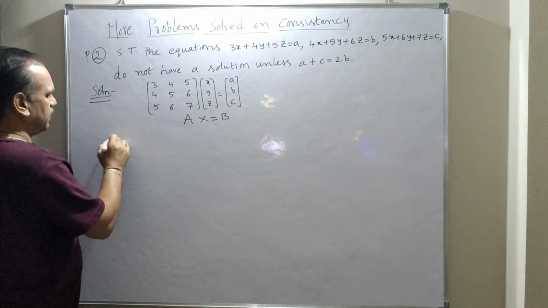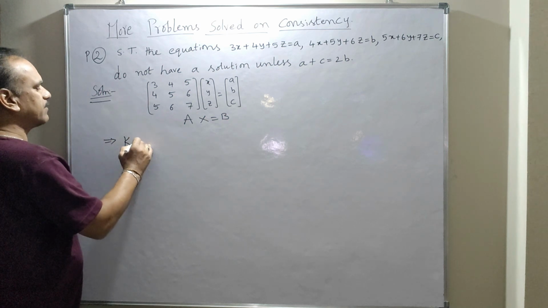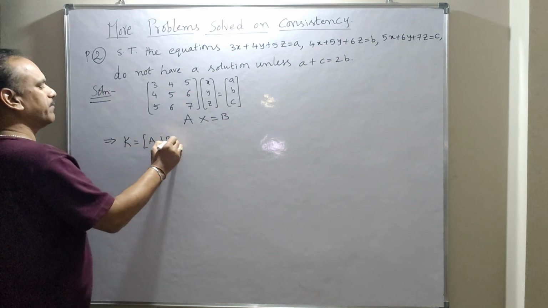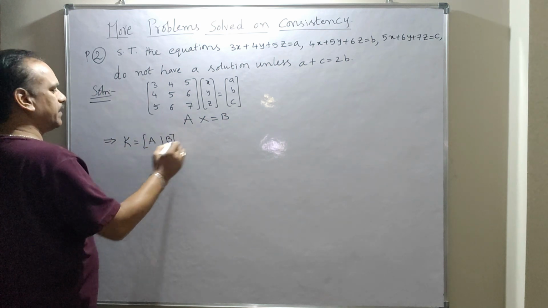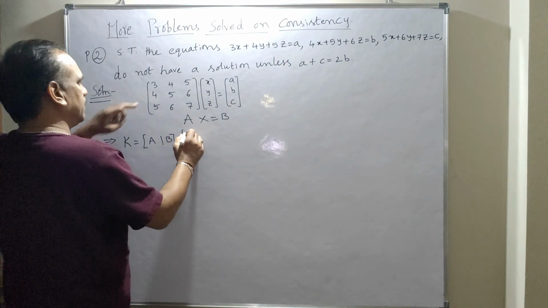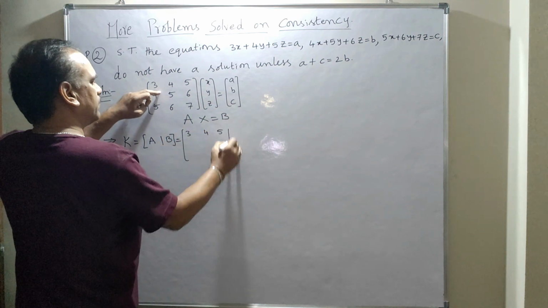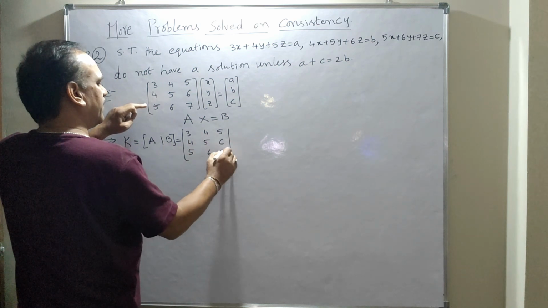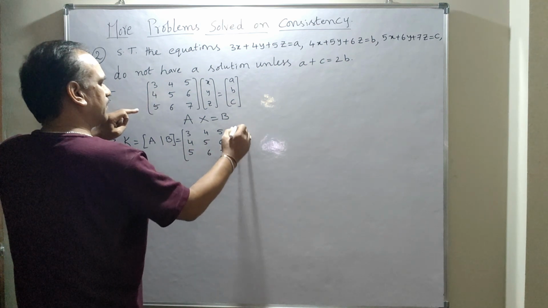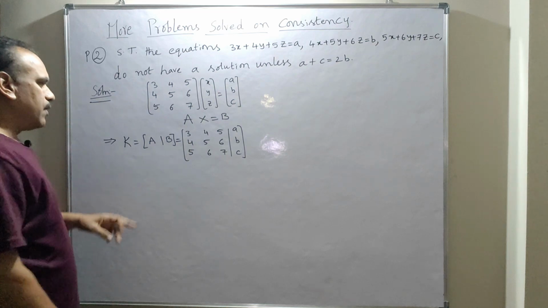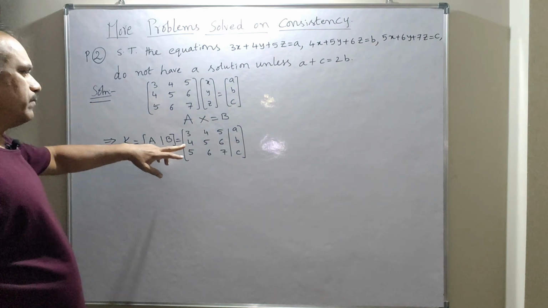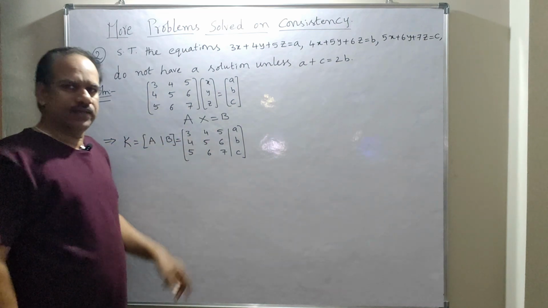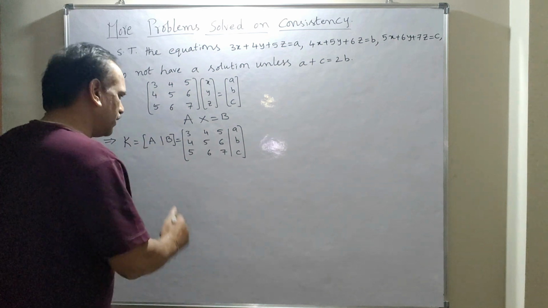Now, write the augmented matrix K. What is that augmented matrix? It is 3, 4, 5, 4, 5, 6, 5, 6, 7, A, B, C. Right? Now, you have to convert this into echelon form. Reduce this into echelon form.